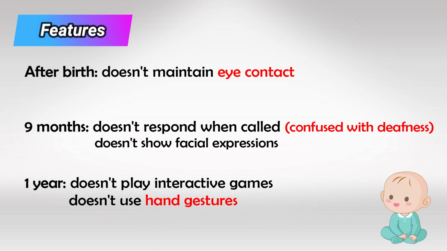At 1 year old, we have two features that are very important. The autistic child will not show interest in interactive gameplay, like peekaboo for example. And they will also not communicate using hand gestures, like waving goodbye.